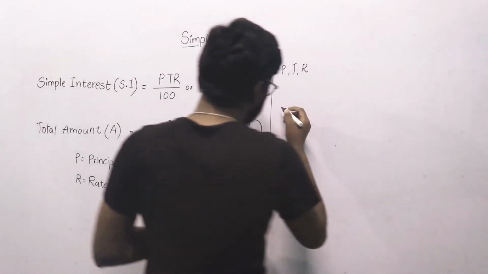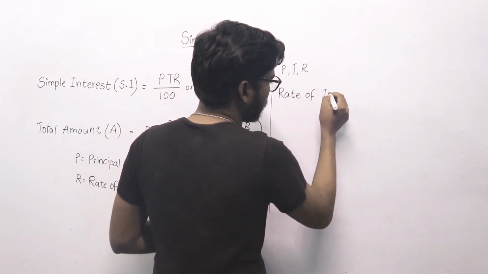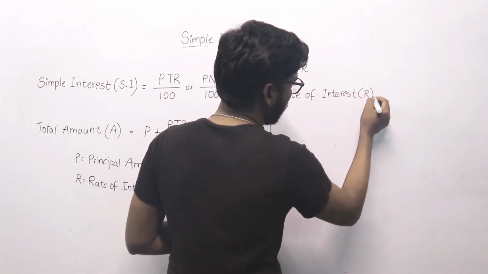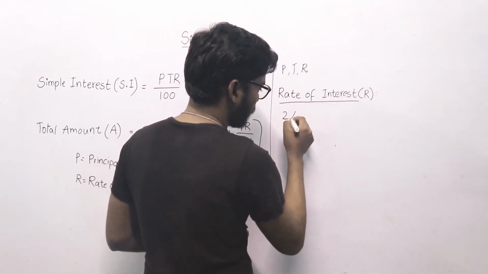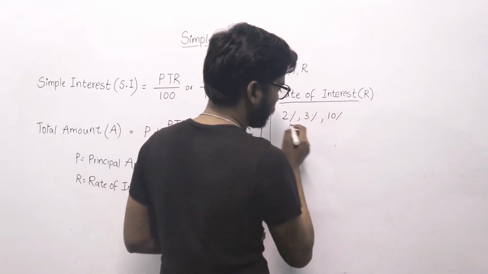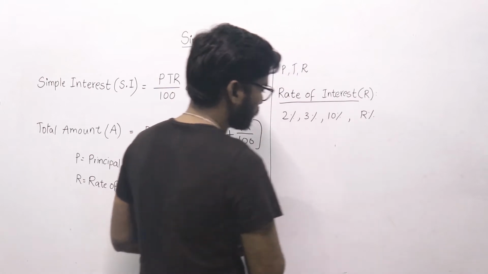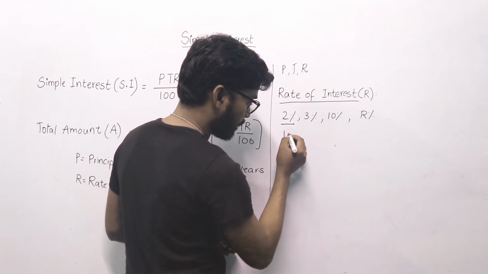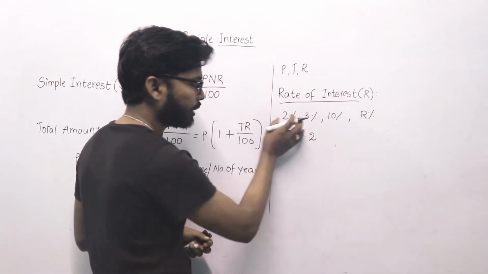So what is the rate of interest? It will be represented by R. Generally we hear terms like 2% rate of interest, 3% rate of interest, 10% rate of interest, or some R percent rate of interest. What does this mean? 2% rate of interest means for every 100 rupees you will be charged 2 rupees as interest. That is the meaning of rate of interest.